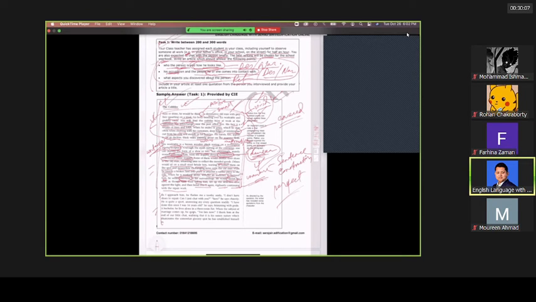Last paragraph: as I approach him, he flashes me a toothy smile, and now there is a direct speech. Are we allowed to use direct speech, or this kind of sentences with inverted commas? Yes, we are allowed.